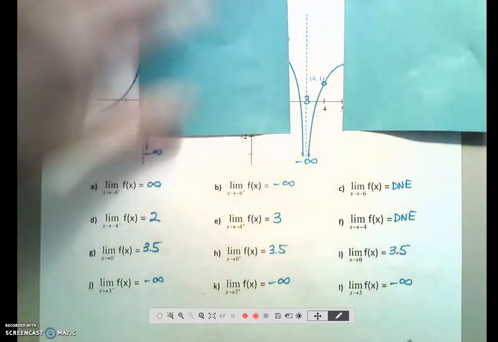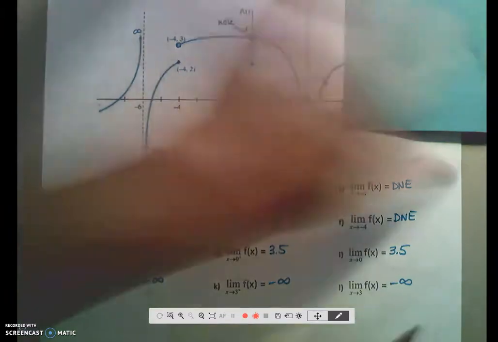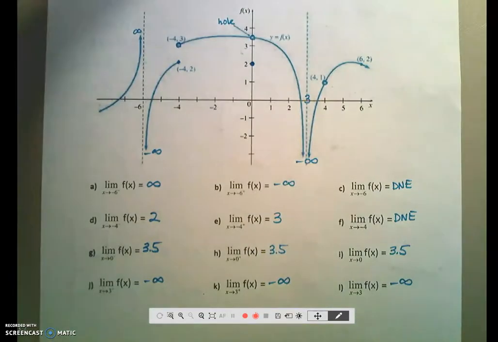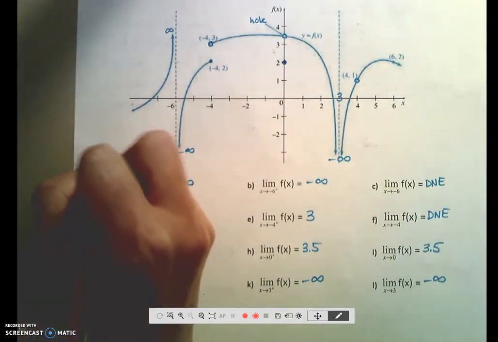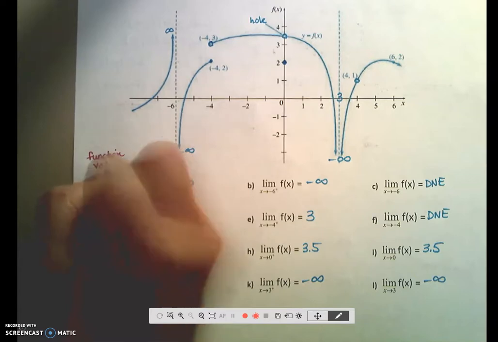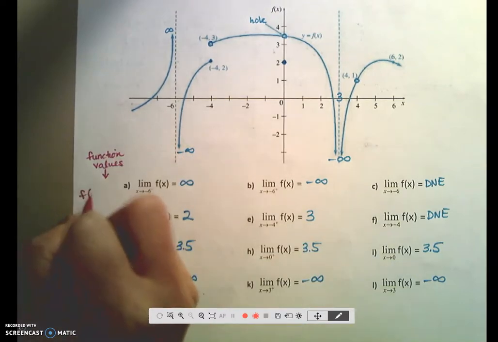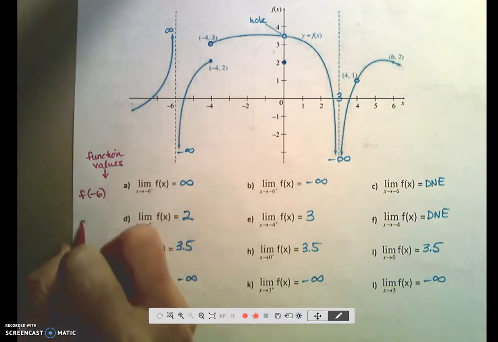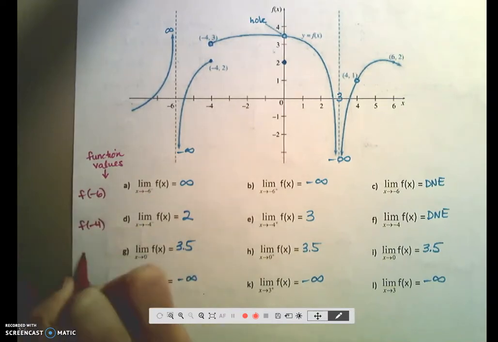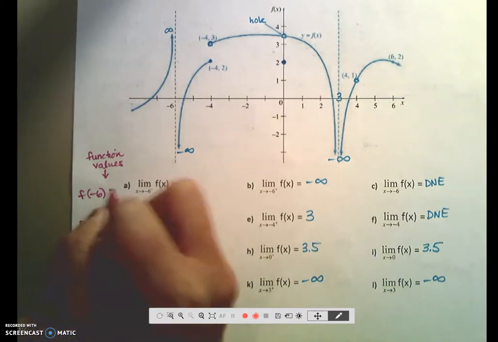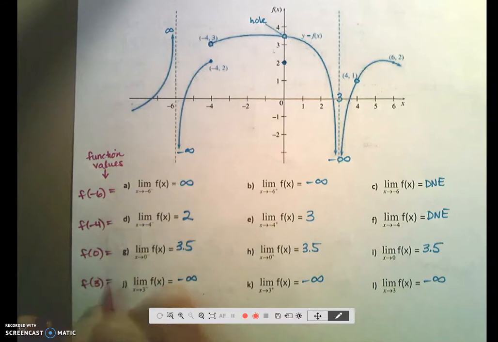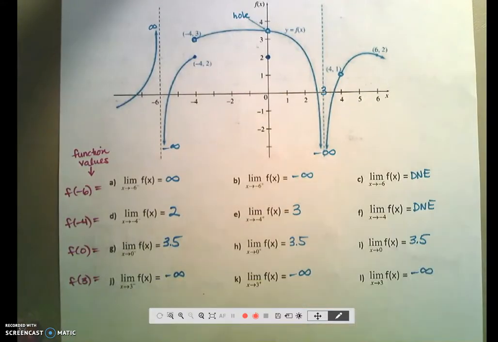Now, I do want to go back and talk about one more thing on here, because I think we need to talk about it, and that is function values. So I'm going to work in function values over here. And I want to talk about f of -6, f of -4, f of 0, and f of 3. Now, to do function values, that's an algebra topic. You don't need any calculus. The concept of a limit is calculus.